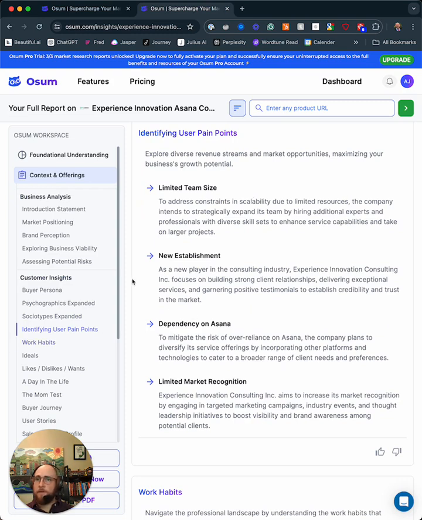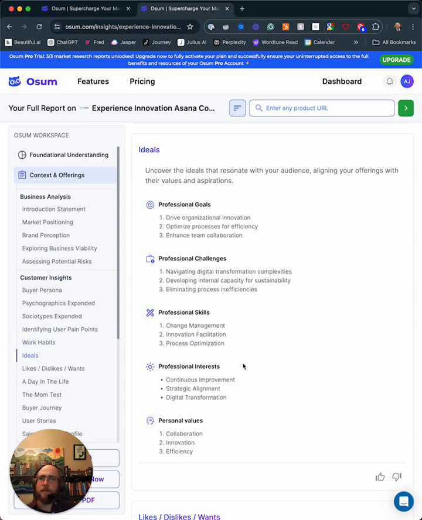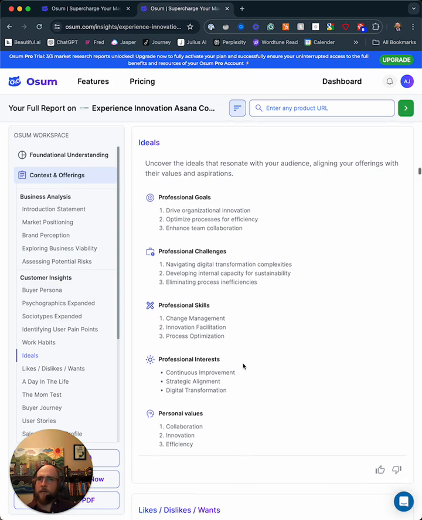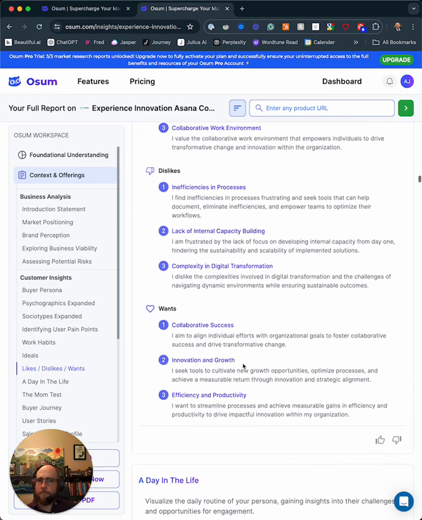And then from there, and again, this isn't bad, right? So looking at this, we see limited team size, the new establishment, dependency. Okay, so this is back to actually talking about, it's nothing huge. Work habits, understand, yep, we're good, ideals, yeah, I'd agree with all of that. That all looks accurate and correct. Likes, dislikes, wants. Yeah. Day in the life.